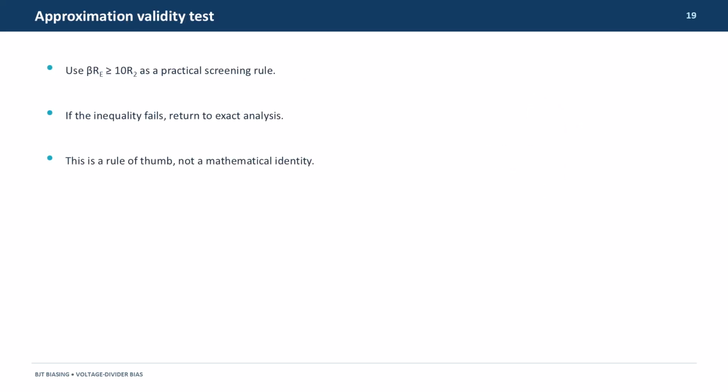The common screening rule compares beta times emitter resistance with 10 times R2. It estimates whether the resistance looking into the base through the emitter network is large compared with the lower divider resistor. If the condition fails, use exact analysis. Passing the test does not make the approximation exact. It only indicates that loading should be small enough for hand analysis.